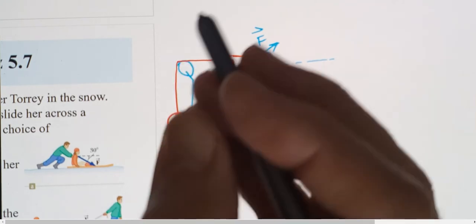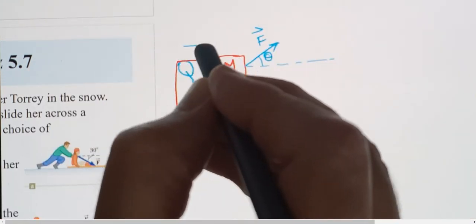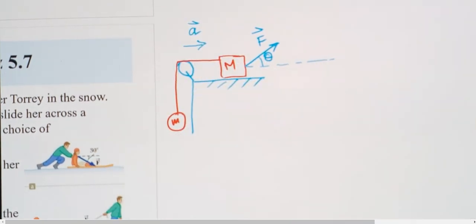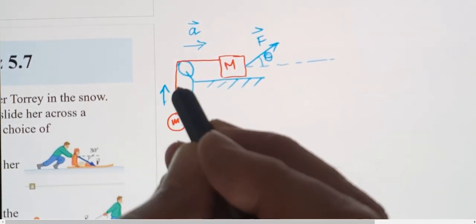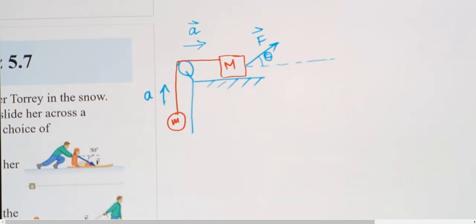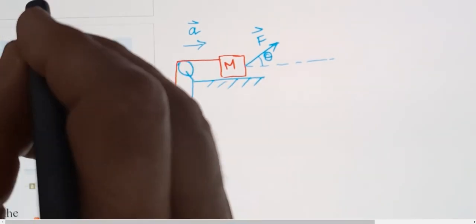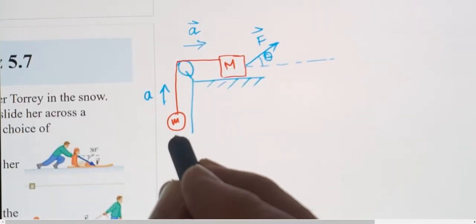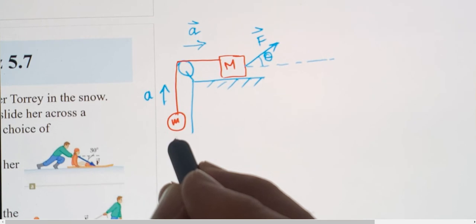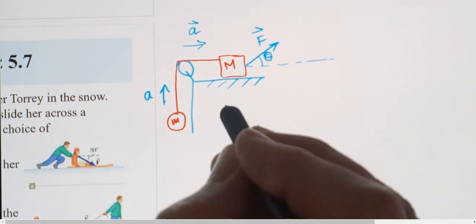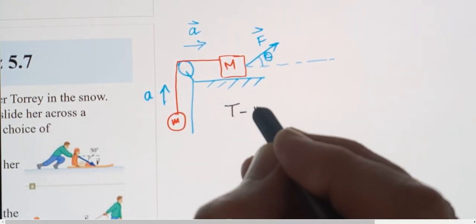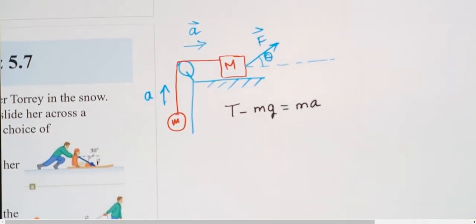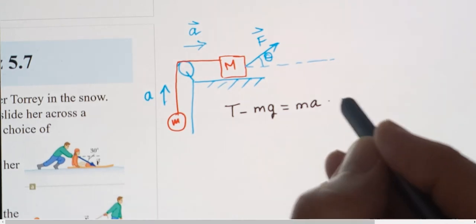So in the book, he already told us that it is moving with acceleration and it is in this direction. So that means also we have acceleration in that direction, and based on that we write our equations. So for the small m, we have T minus mg is equal to ma. That's easy. So that's our first equation.